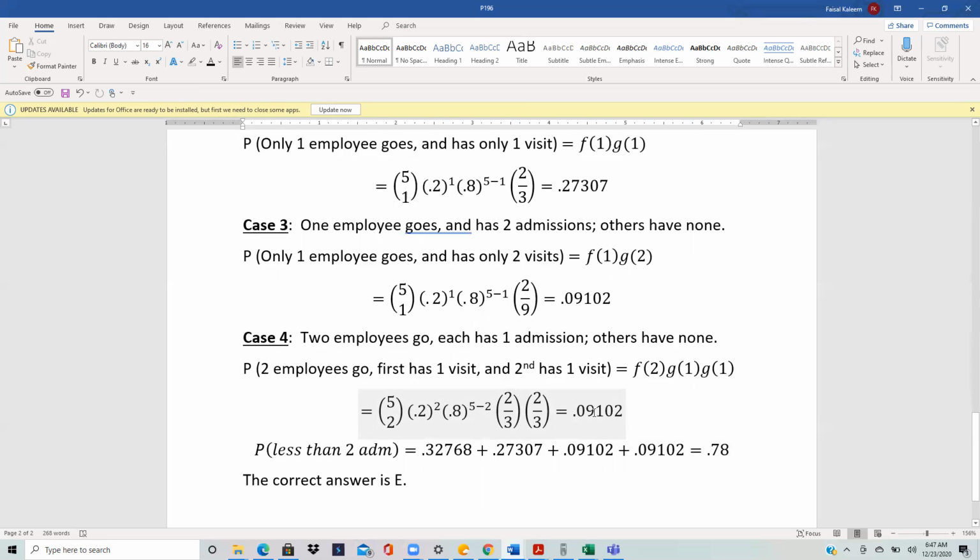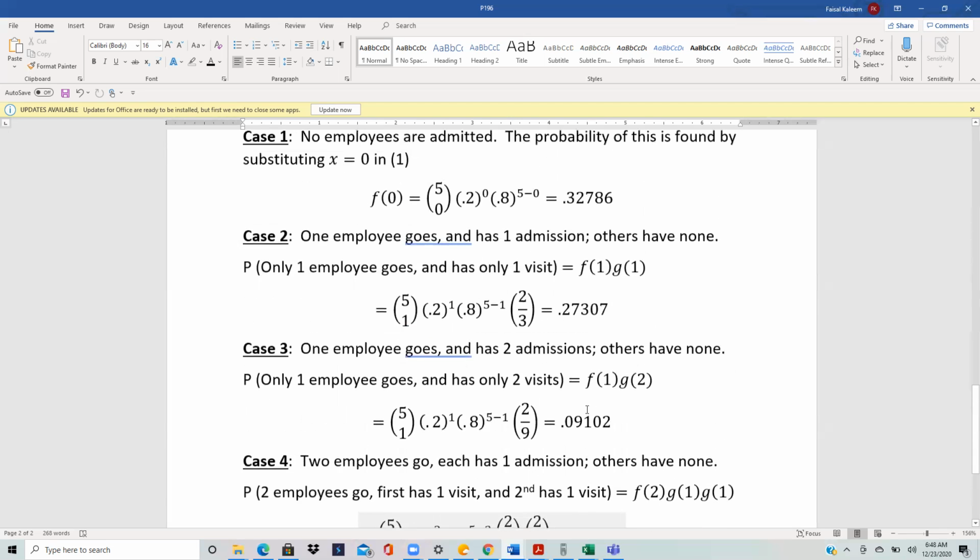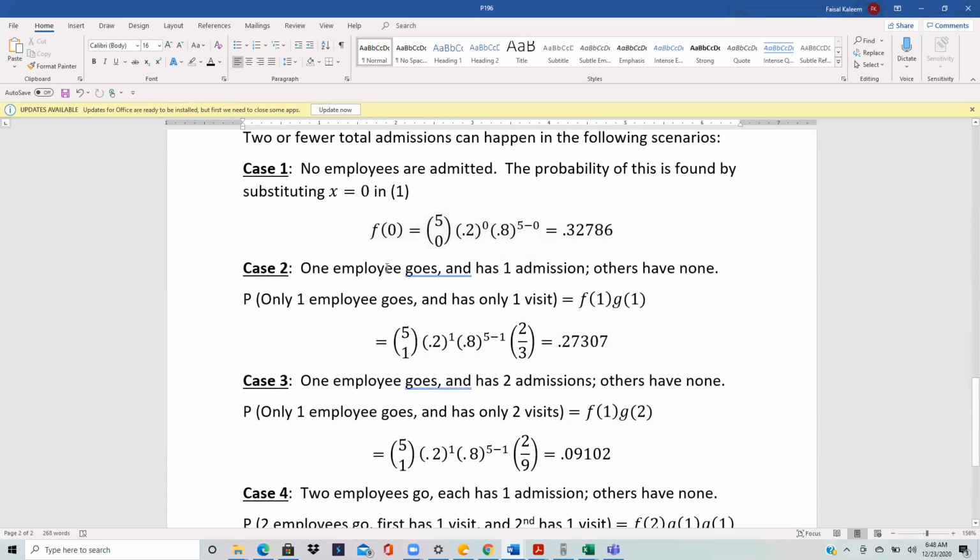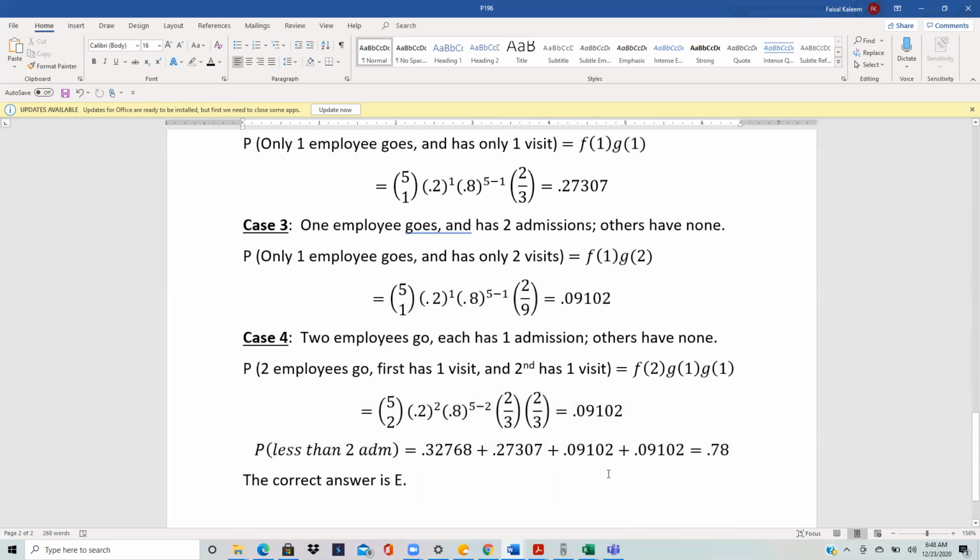And so these are the only 4 cases in which we can have 2 or fewer admissions. The total probability of 2 or fewer admissions is found by adding the probability of all these cases, because these are all the cases and they're all mutually exclusive. There's no overlap between these 4 cases, so the total probability will just be the simple addition of these. When we add them, it's 0.78. That's choice E.